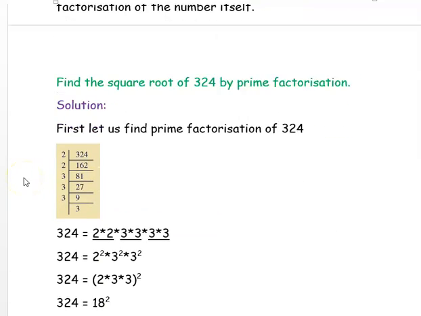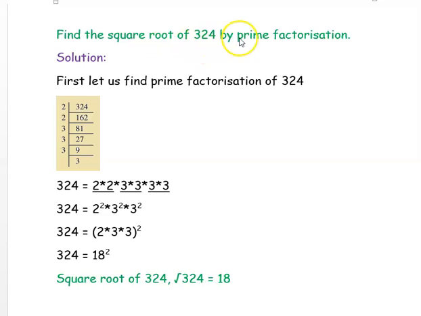Now we will see the first example. Find the square root of 324 by prime factorization. Let's find the prime factorization of 324. We divide it by 2, so you get 162. Then 162 divided by 2 gives 81. 81 cannot be divided by 2, so we divide it by 3. 81 divided by 3 is 27. Then 27 divided by 3 is 9, and 9 divided by 3 is 3.